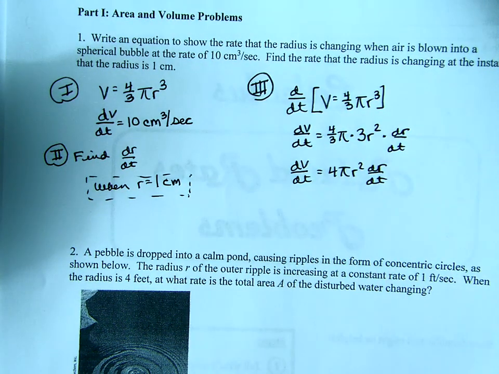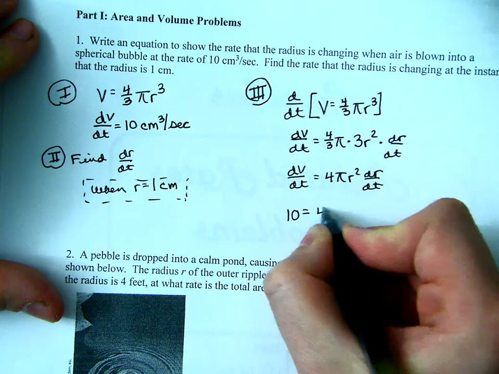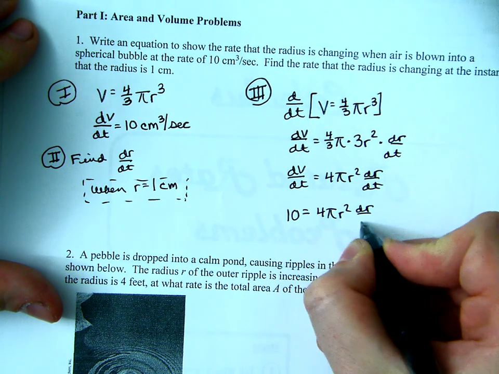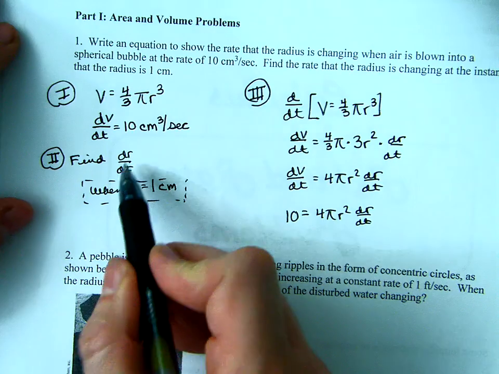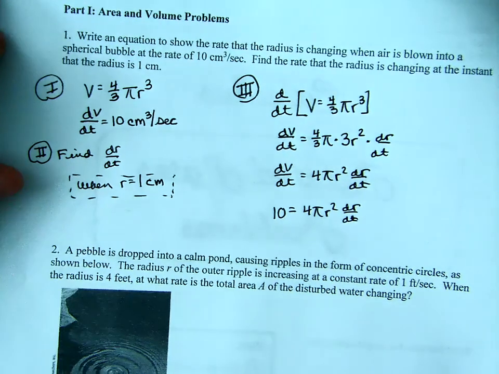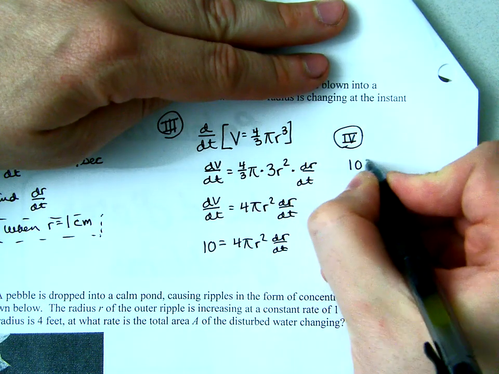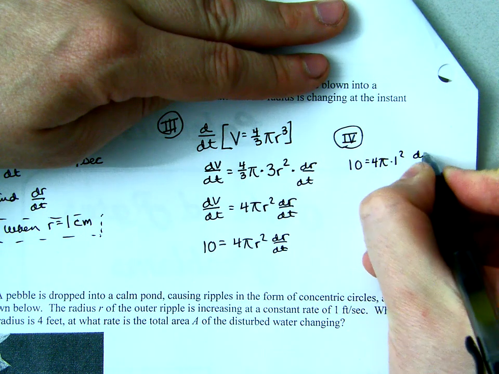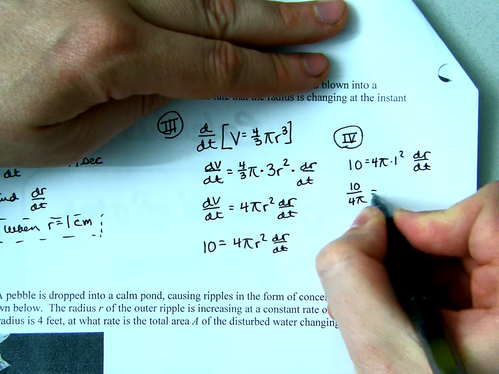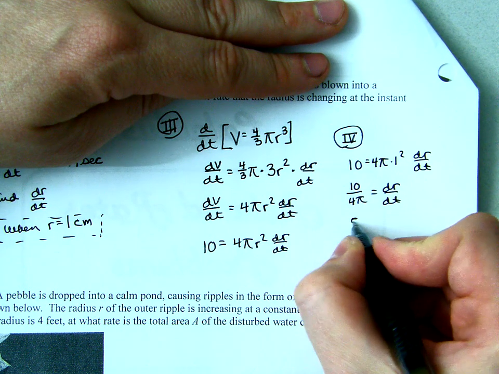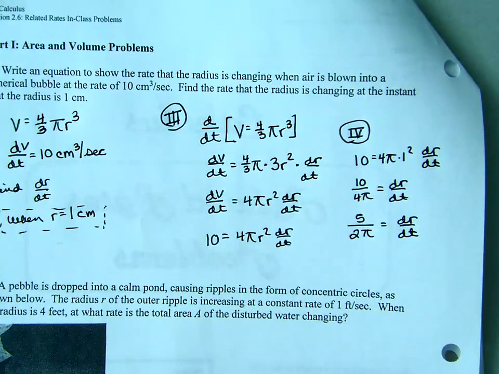I do know that dv dt is always 10, so I'm going to plug that in step 3 as well. I'm going to say 10 equals 4 pi r squared dr dt. Part 4 is when I deal with my specific instant, when I deal with the fact that we want to figure this out in particular when the radius happens to be 1 centimeter. So in part 4, I'm going to take what I just had, and I'm going to plug in 1 for the radius, and I'm going to get 10 equals 4 pi times 1 squared dr dt. Well, I can divide by 4 pi and say 10 over 4 pi equals dr dt. I can simplify that. I'm going to say 5 over 2 pi equals dr dt, and I'm almost there.